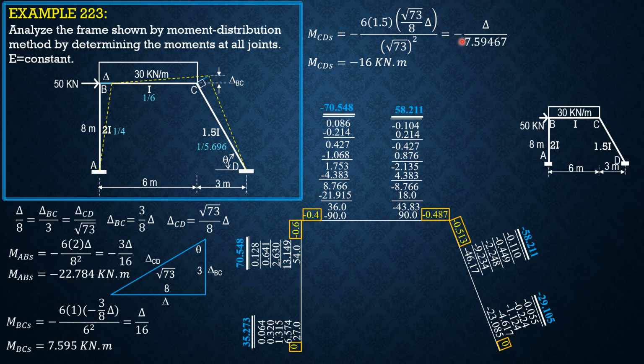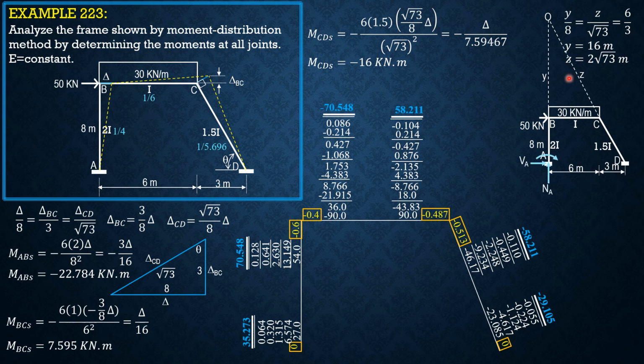Then for CD, delta times negative delta over 7.59467 times 16 times 7.59467. So it's negative 16 kilonewton meter. Then for the equation, we find additional equation. We find a point of intersection between AB and CD as shown in the figure. And let's solve first for y and z.